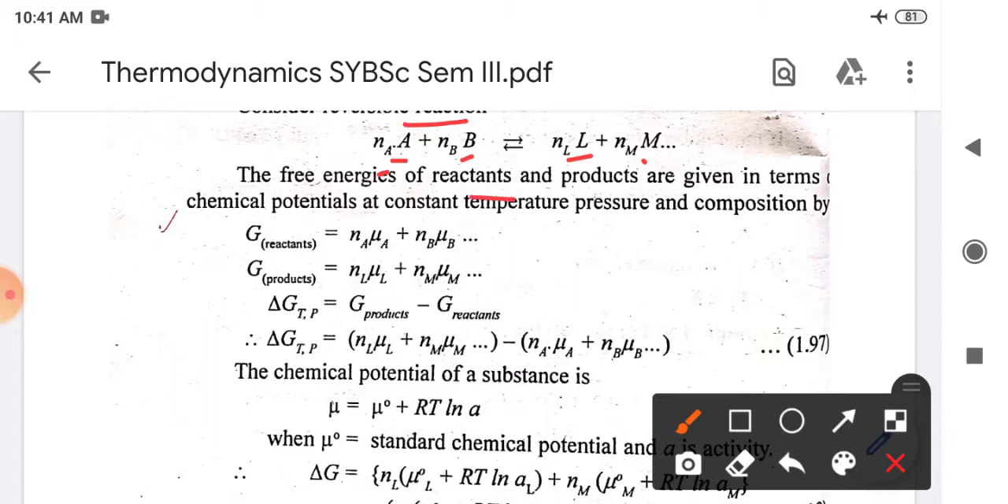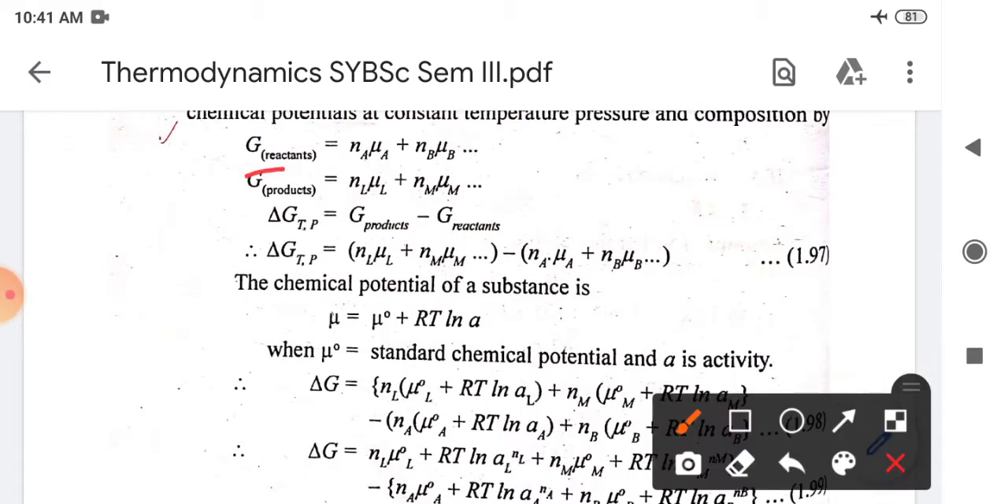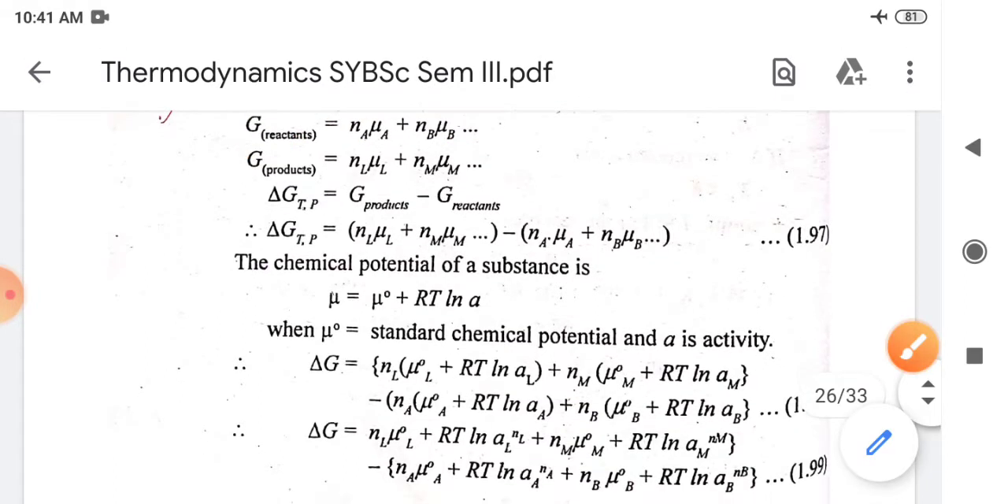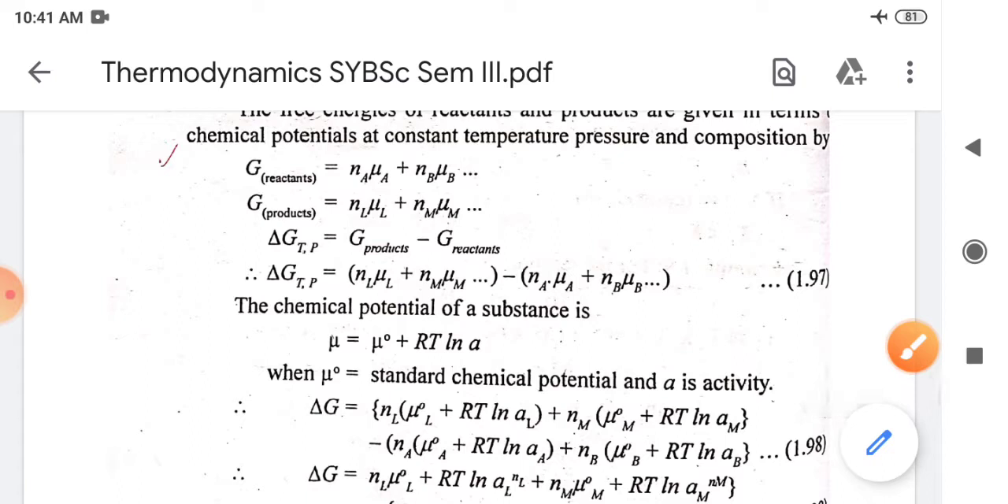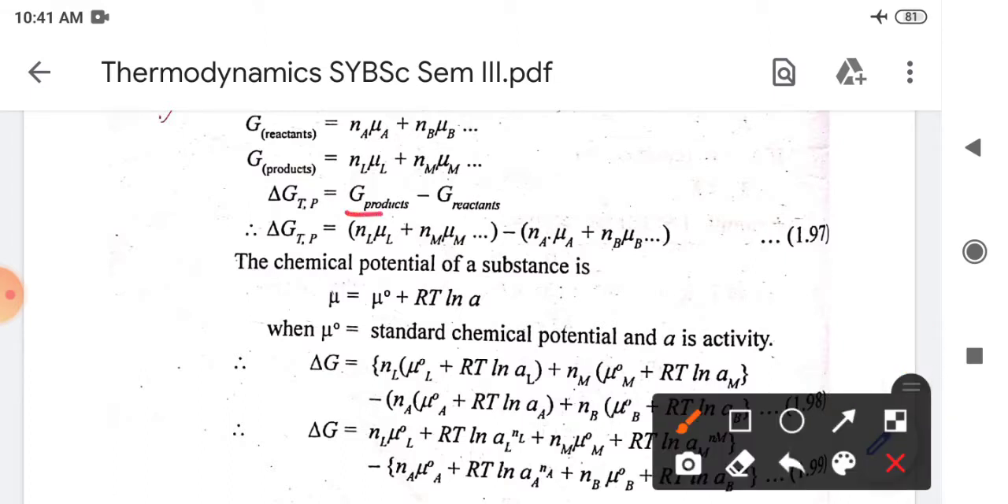Now the free energies of reactant and product are given in terms of chemical potential at constant temperature, pressure, and composition by this formula that we have already derived using the Gibbs-Duhem equation. That is, G for the reactant is equal to Na mu A plus Nb mu B and so on, and for the product it is Nl mu L plus Nm mu M and so on. Now the change in Gibbs free energy, that is Gibbs free energy for the product minus Gibbs free energy for the reactant, we just subtract those two equations.